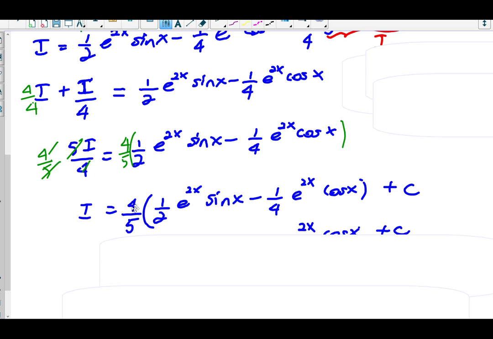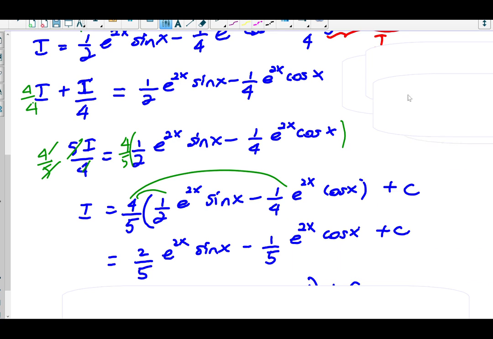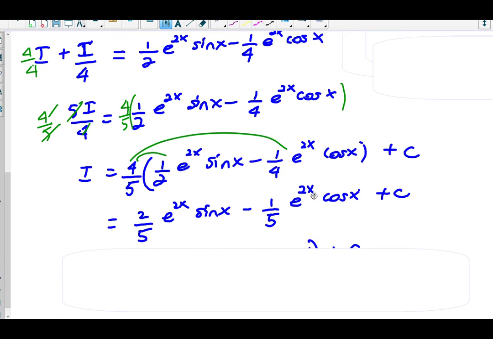And if you wanted to, you could distribute the 4 over 5. That will be fine. Like 4 over 5 times 1/2, 2 goes into 4 2 times. You can have 2 over 5, right, for the coefficient of the first term. And then if you multiply it with the second term, there the 4's are going to cancel. You're going to have negative 1 over 5 e to the 2x cosine x for that one. And that's it, basically. That is our answer. That is the answer to the original question.